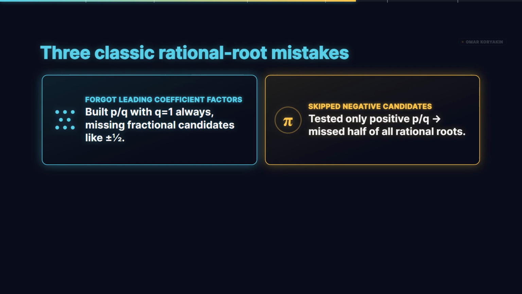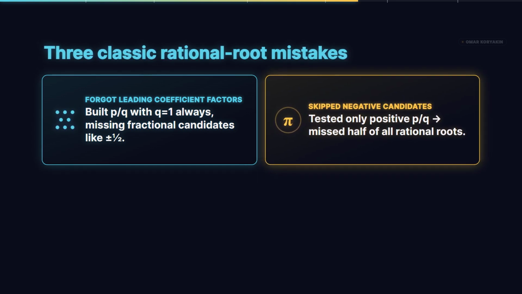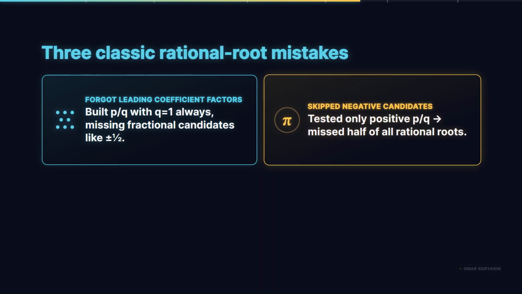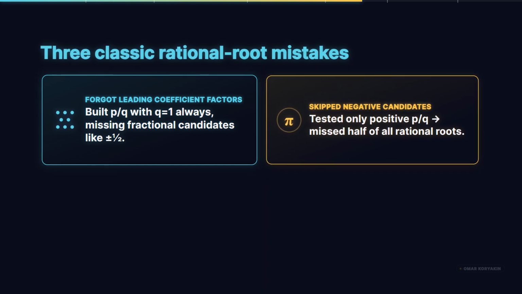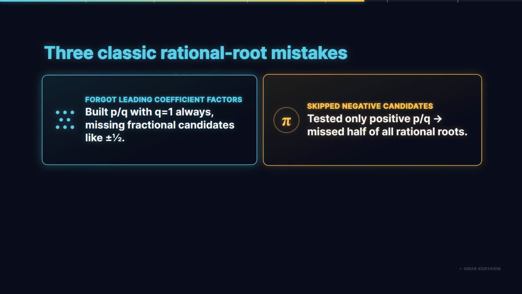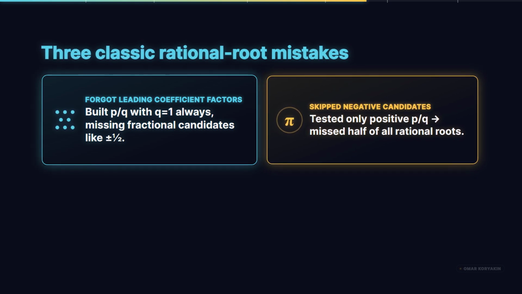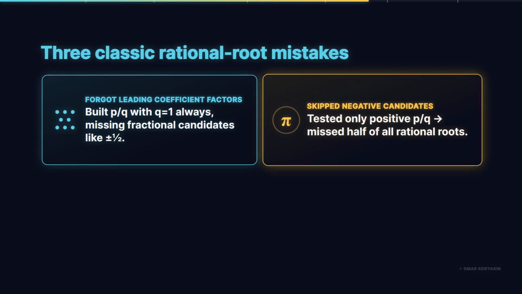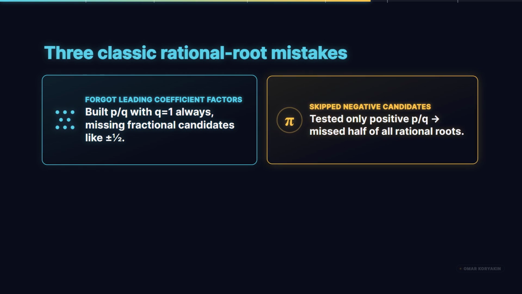Second mistake, skipping negative candidates and testing only the positive ones. A student tests 1, 2, 3 but forgets to test -1, -2, -3. The rational root theorem includes plus and minus signs on every p/q candidate, and many polynomials have negative rational roots. The fix is to always include both signs in the candidate list and to test both signs for every p/q combination. Negative candidates are equally important and equally likely to hit.